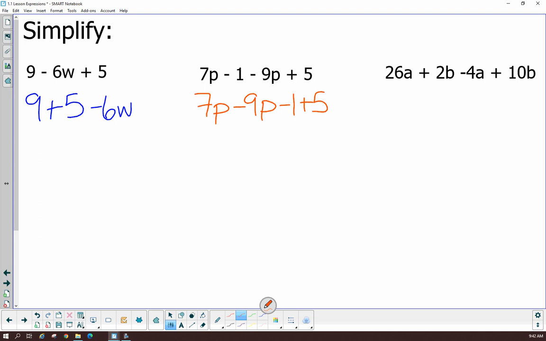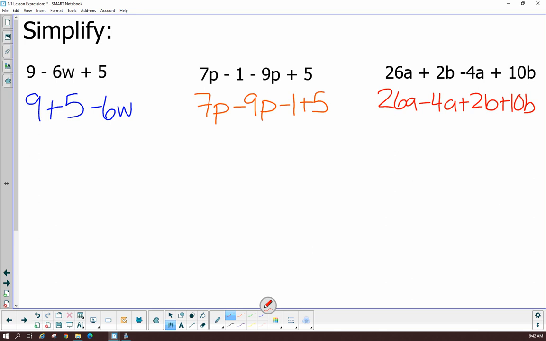And so now for each of these, I can simplify them. Actually, I'll just do the third one as well. I was going to have you do it alone. I have two different letters. I'm just going to put the letters that are the same together. So I have 26a. I have a minus 4a. The minus goes with the 4a. Then I have a plus 2b and a plus 10b.